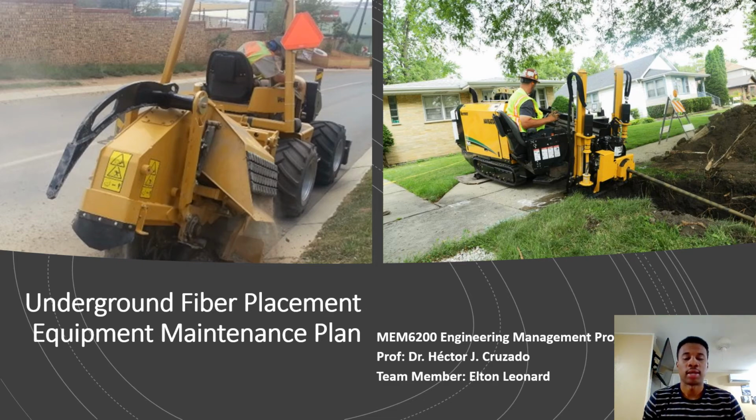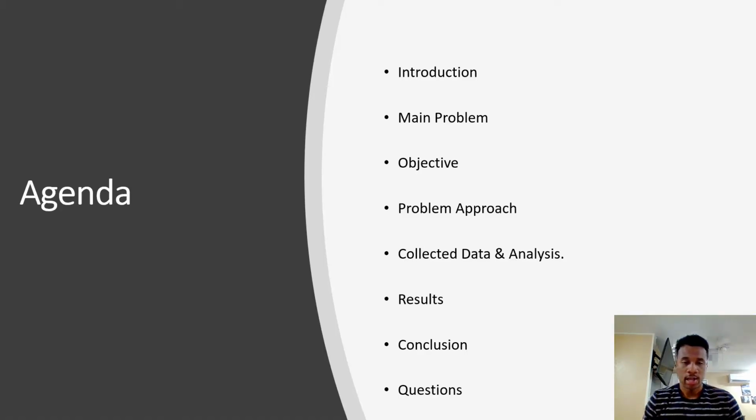Good afternoon, everybody. Today we are going to be talking about the underground fiber placement equipment maintenance plan. This is a final presentation towards the project, and we will give more information going forward. So this is a brief look at our agenda. We're going to be giving you a quick introduction: what's the main problem, the objectives, how we approach the problem, all the data collected, the results, and the conclusion on our findings.